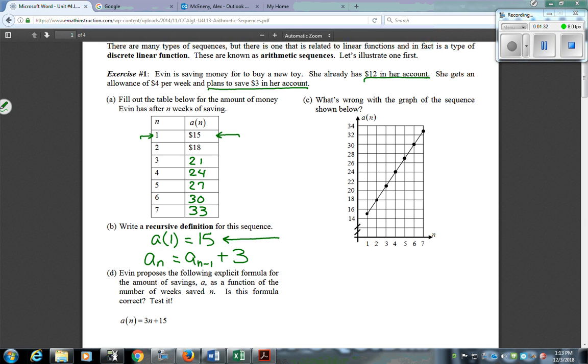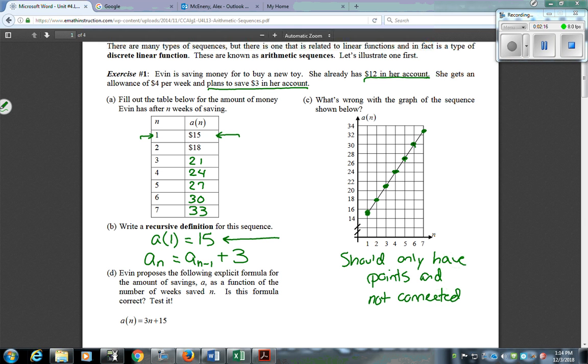Now the graph of this sequence is incorrect because there shouldn't be any line connecting the points. So this should only have points because there's no other point where she's receiving money for that week. So remember, there's no decimals involved with this. So in the case of a linear function, if it was a linear function, it would be connected, but since it's a sequence, it would only have those values that we had. So realistically, it would just be those points only.